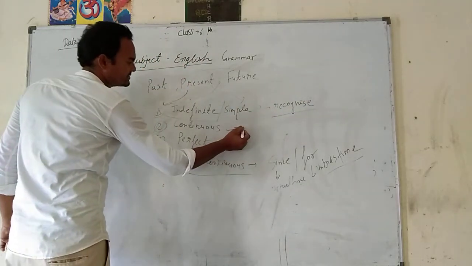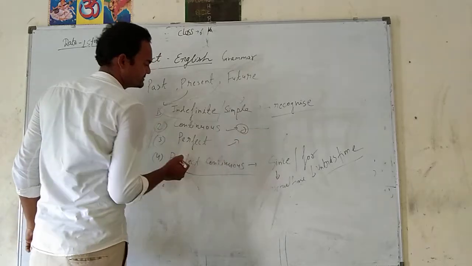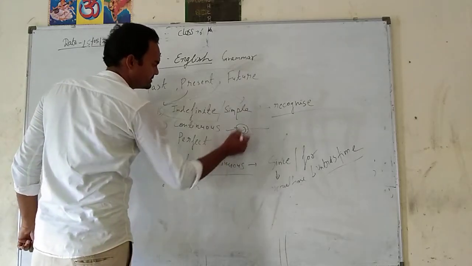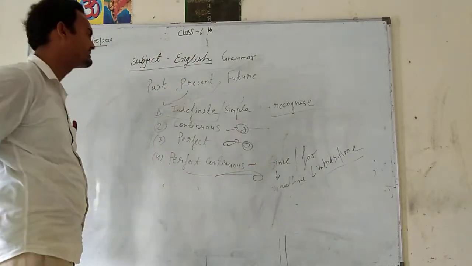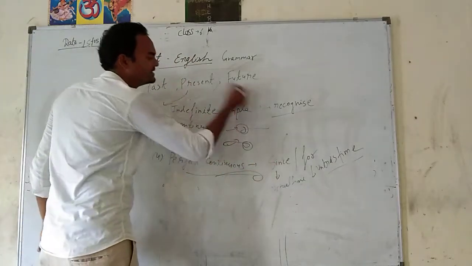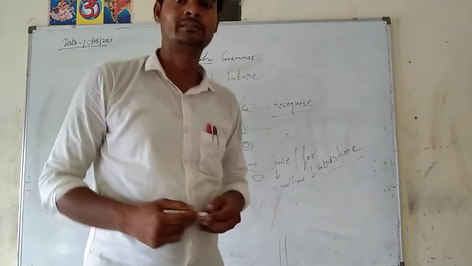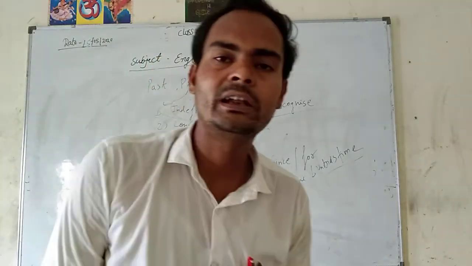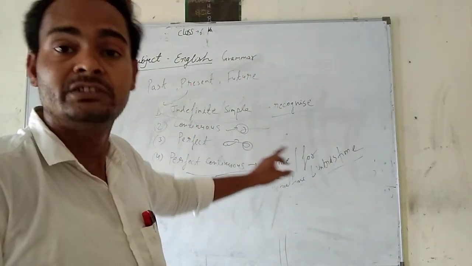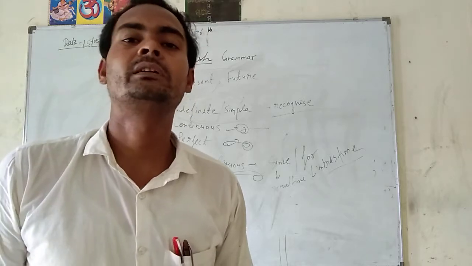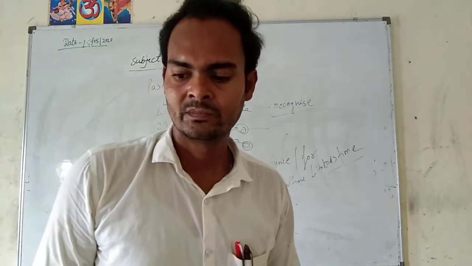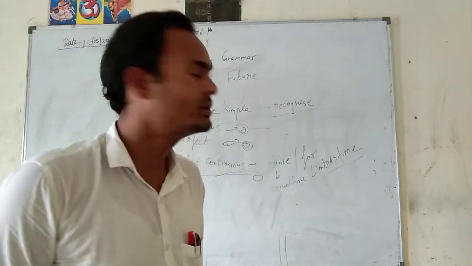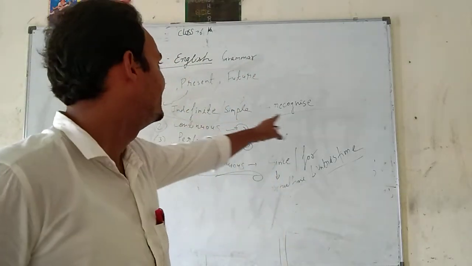So a sentence which is not of continuous tense and not of perfect or perfect continuous tense is automatically of indefinite tense. Understood? It is automatically of indefinite tense. This is the simple way to recognize which sentence is of which tense. Okay, students? Now we move on to present indefinite tense.